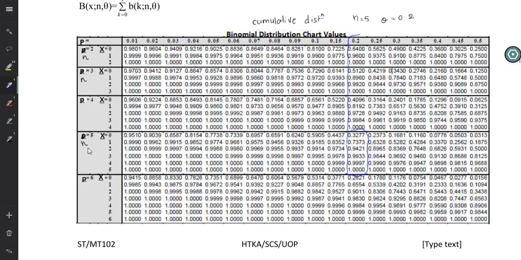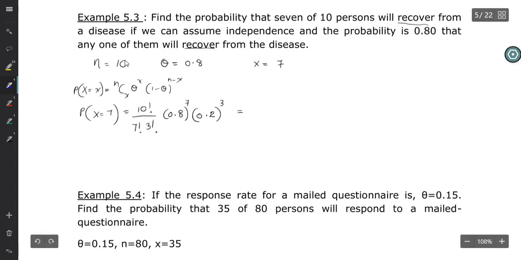This is when x is less than or equal to 2. That means probability of x equals 0 plus probability of x equals 1 plus probability of x equals 2, all of them. So this is the cumulative probability. Likewise, you have x less than or equal to 3, x less than or equal to 4, x less than or equal to 5, and so on, so you attain the total probability 1. If you know how to read this table correctly, you can easily calculate the probabilities without using the formula all the time. It saves time and it is very easy.